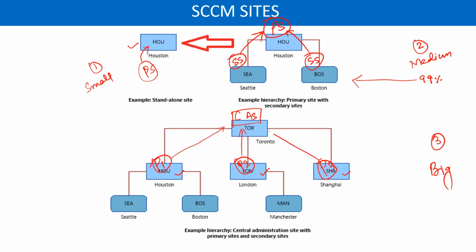Understood? And the secondary sites will report to their respective primary sites. So this secondary will report to this primary, and this secondary will report to this primary. In this example, we have the CAS, the central administration site, plus primary sites plus secondary sites. This is a very rare organization architecture, but you might have to do it in companies which are big in size and have thousands and thousands of devices, more than 100,000 or 200,000 devices. Then you have to use this kind of architecture.